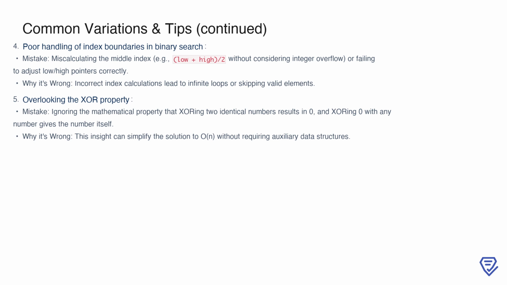Another overlooked strategy is the XOR property. XOR is a mathematical operation where XORing two identical numbers results in 0, and XORing 0 with any number gives the number itself. Leveraging this property can help solve the problem in O(n) time without additional data structures. However, remember that while efficient, this approach doesn't leverage the sorted property of the array, so you might opt for binary search in interviews to achieve O(log n).